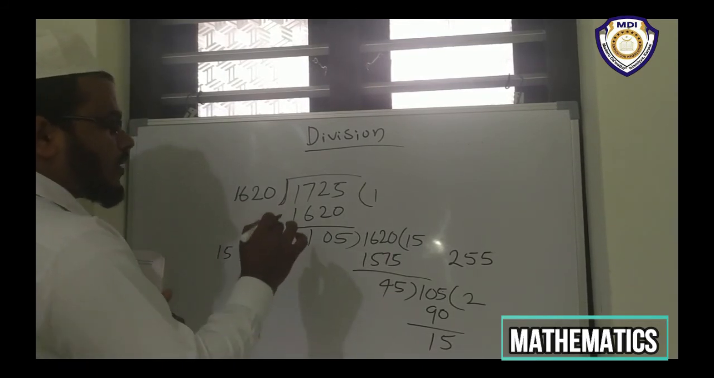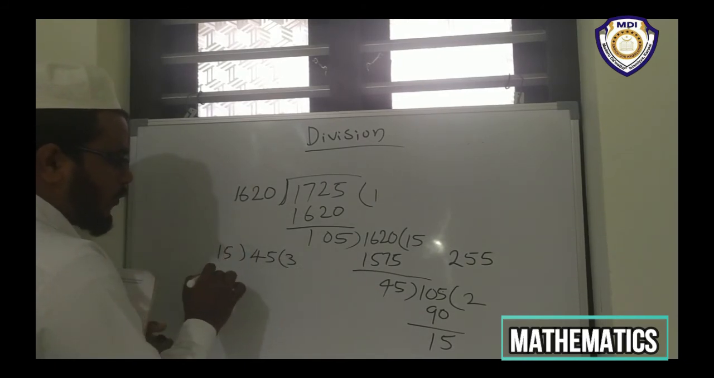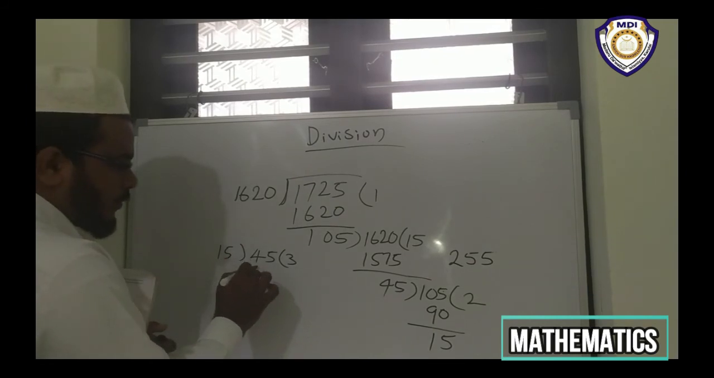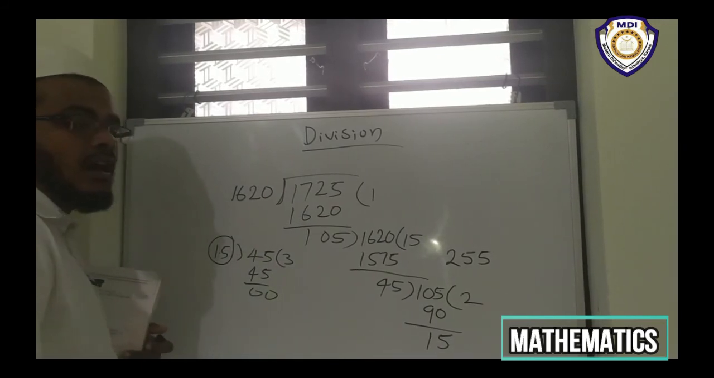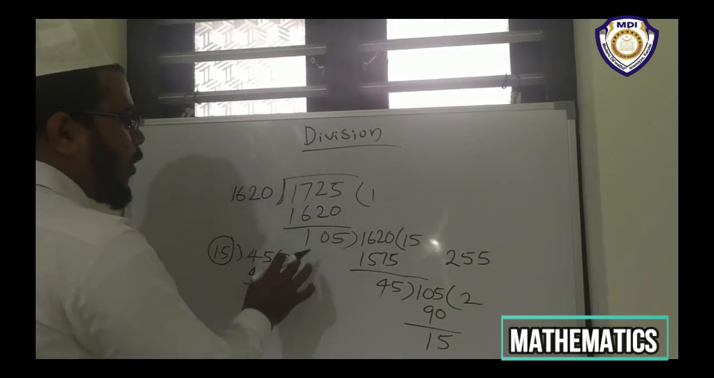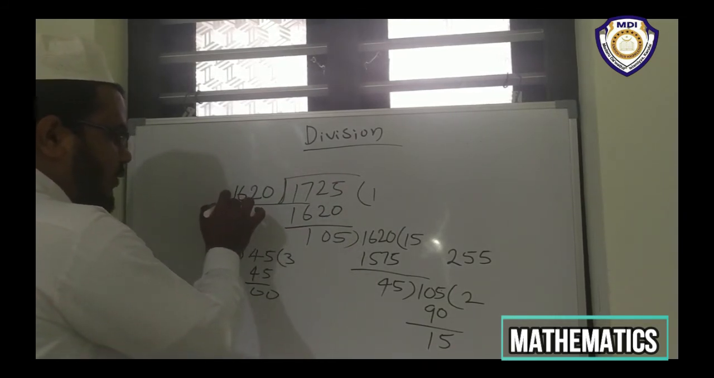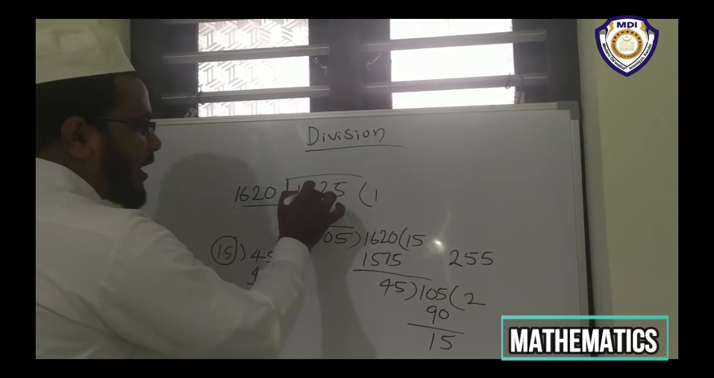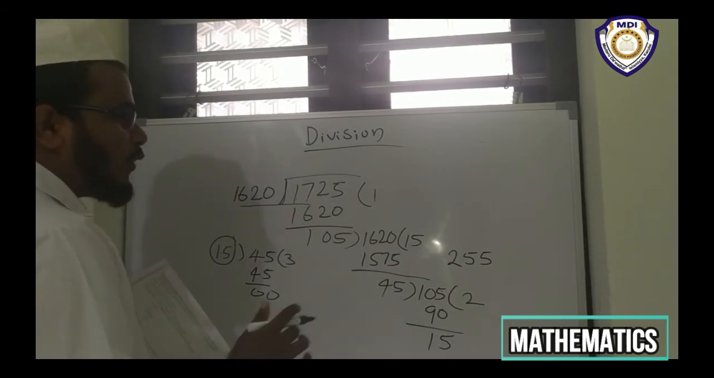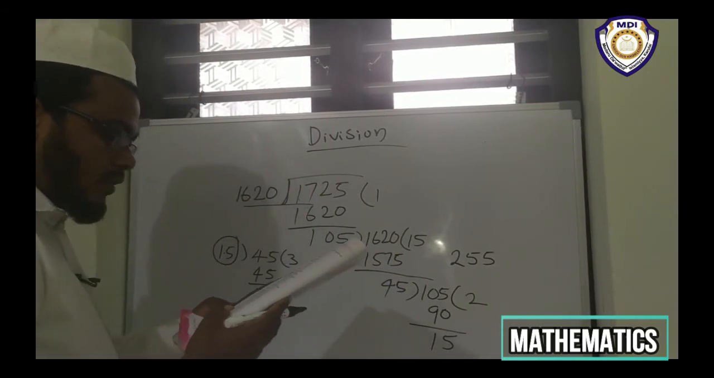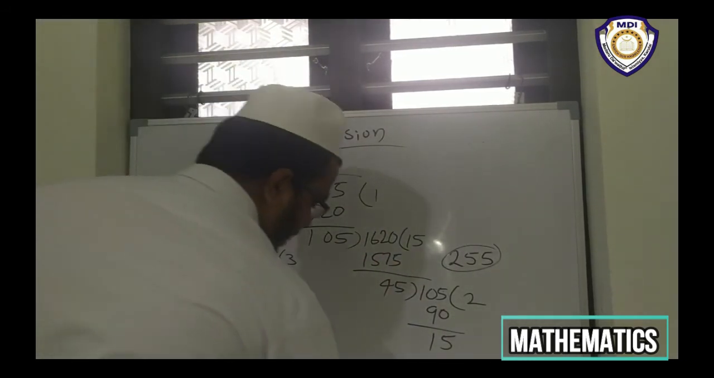150, 13, 45. Then how many? 3. 3 into 15, 45, 0. Then 15 is the HCF of these two numbers, 1620 and 1725. Then we have to find out the HCF of 255 and 15. That is the next step.